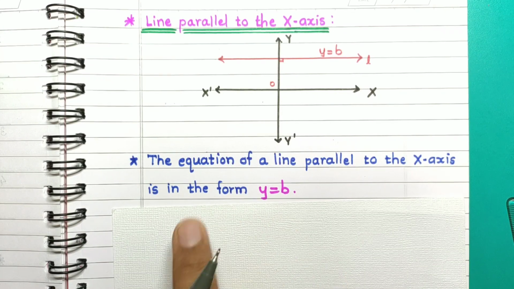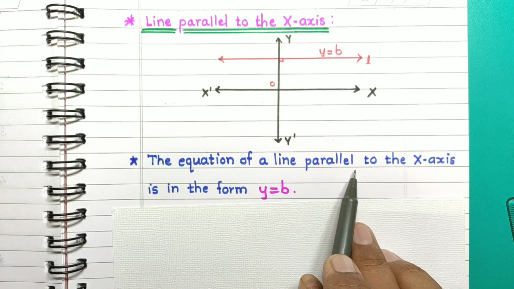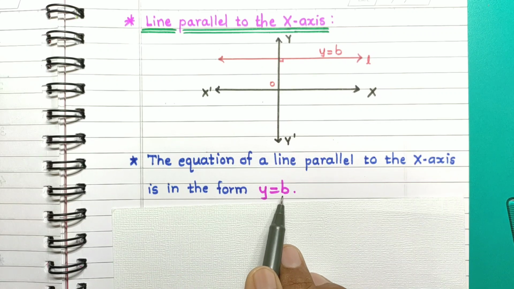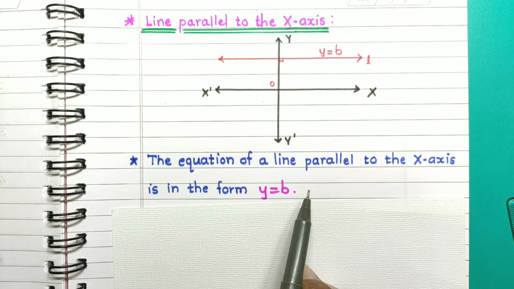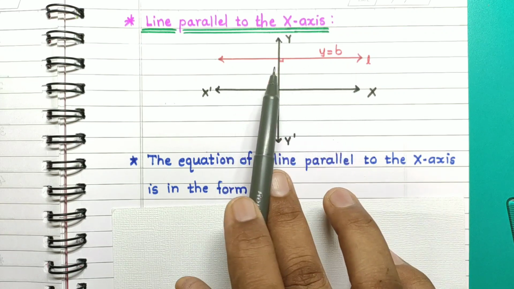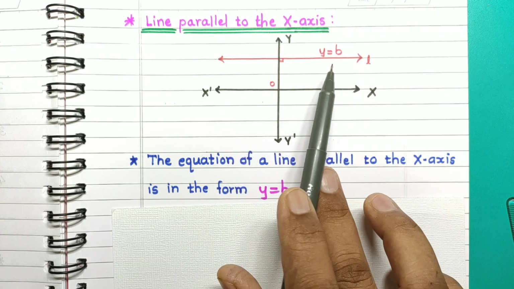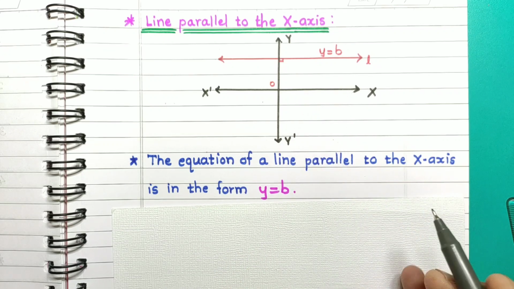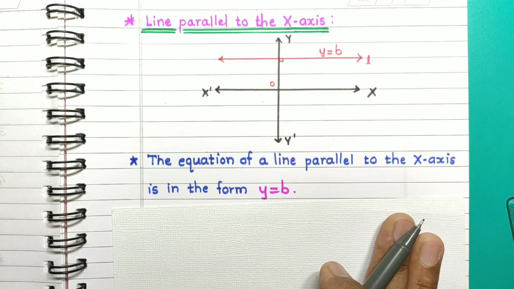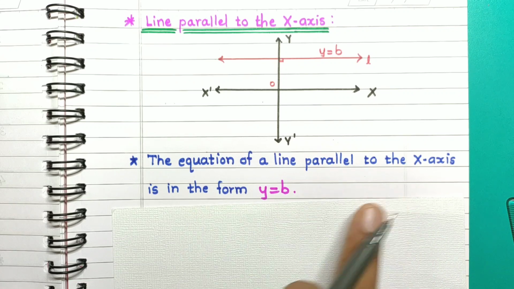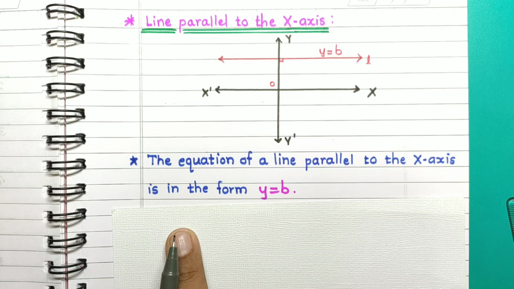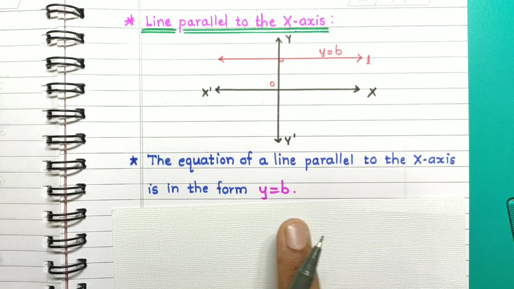So in general, the equation of a line parallel to the x-axis is in the form y is equal to b. See, this is line L parallel to the x-axis. So its equation is y is equal to b. b is any real number. Okay, you note this thing properly. The equation of a line parallel to the x-axis is in the form y is equal to b.